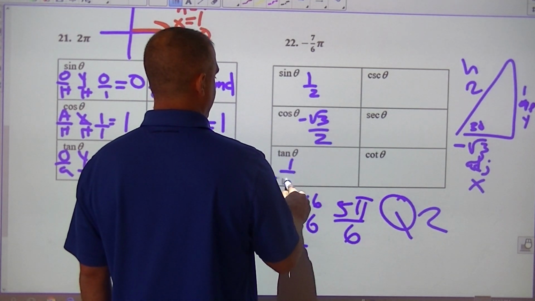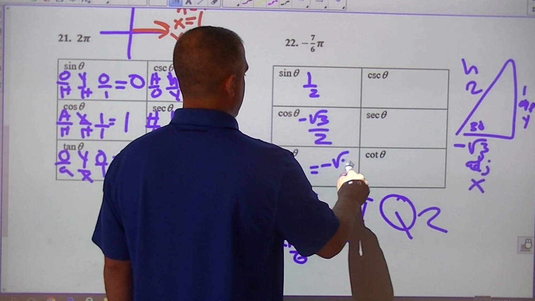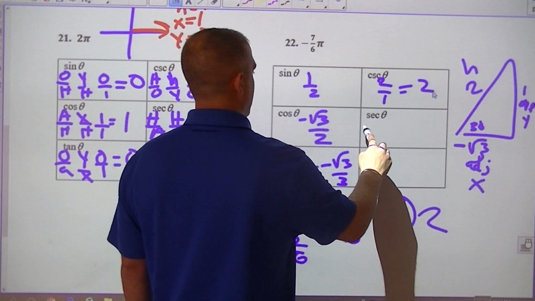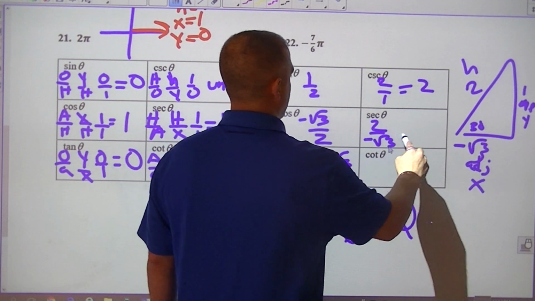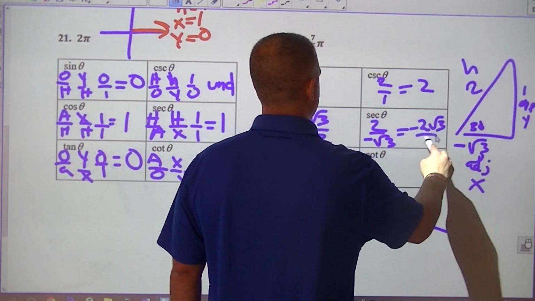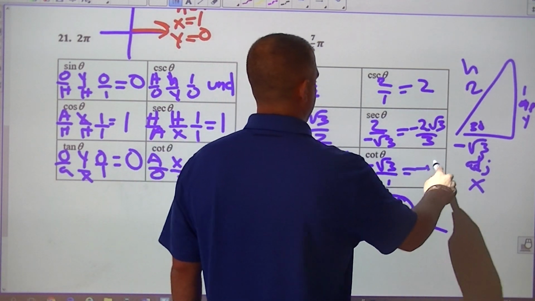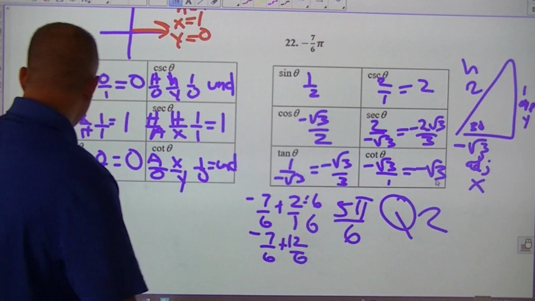Tangent will be 1 over negative square root of 3, which will turn into negative square root of 3 over 3. This will be 2 over 1. This will be 2 over negative square root of 3, which is negative 2 square root of 3 over 3. This will be negative square root of 3 over 1, which will be negative square root of 3. Make sure you label the negatives.